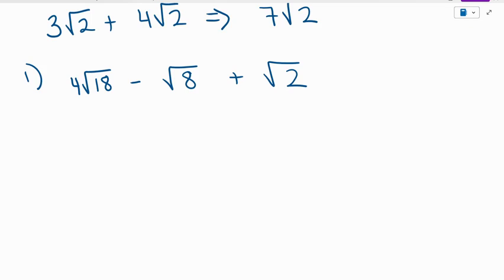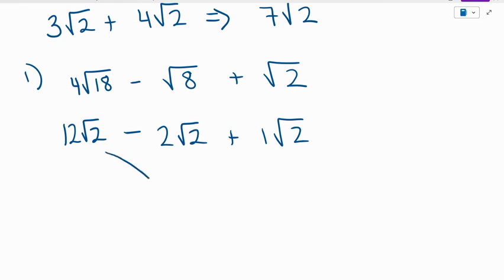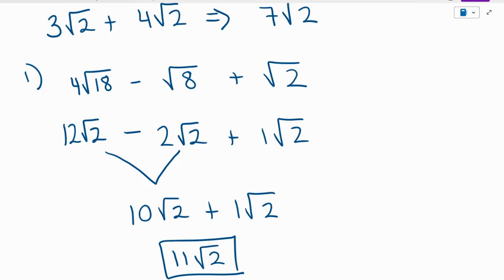Can somebody in their head simplify 4 root 18 for me? Tell me, what do you get? Tejas? 12 root 2. You got it. What about root 8 in your head? Michael? 2 root 2. And do we all agree this is like a 1 root 2, even though there's no number there, there's really a 1 there? Okay, so now they all have the same radicand. I can now add them. 12 root 2 minus 2 root 2 is a 10 root 2. 10 root 2 plus 1 root 2 is 11 root 2.